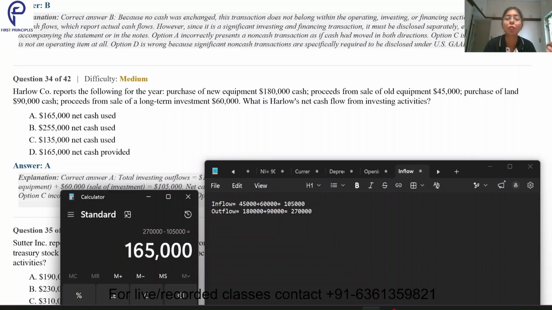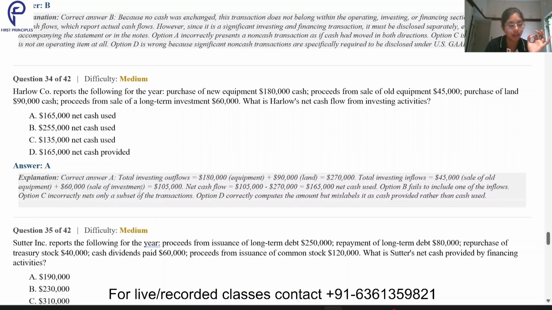So this is my outflow. This is my cash used. So remember, in the exam, sometimes it could be given that outflow can be termed as cash used and inflow can be termed as cash provided. So this is 1,65,000 net cash used. So option A is the correct answer.